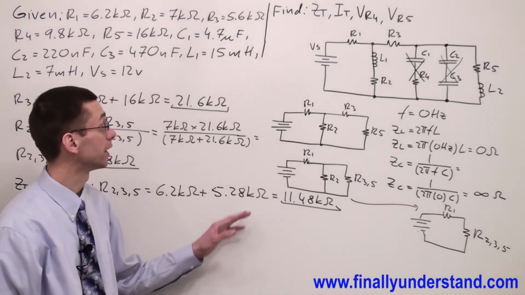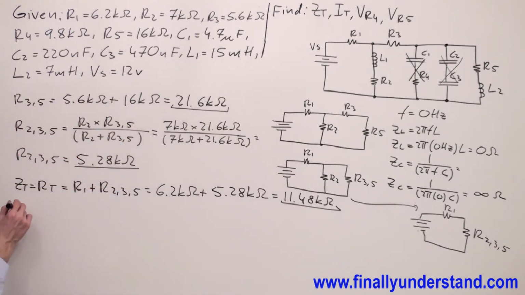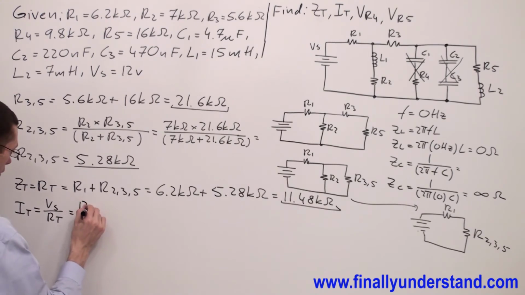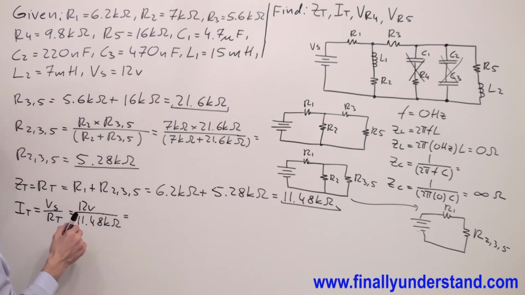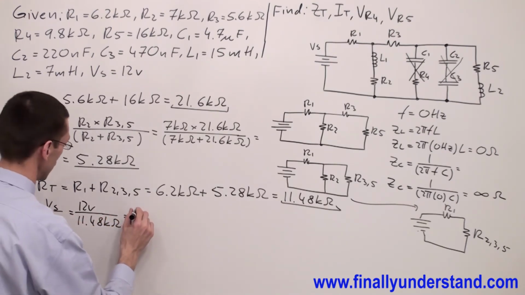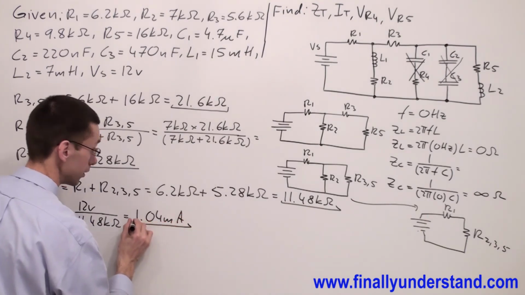Next, I'm supposed to find I total. In order to find I total, I'm going to use Ohm's law. I total is equal to voltage source over Z total or R total. I'm going to write R total. It's the same thing. Voltage source is equal to 12 volts over R total, 11.48 kilo ohms. This is equal to 1.04 milliamps. This is my current I total.